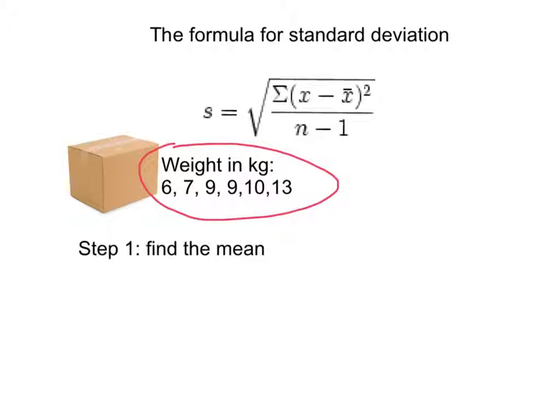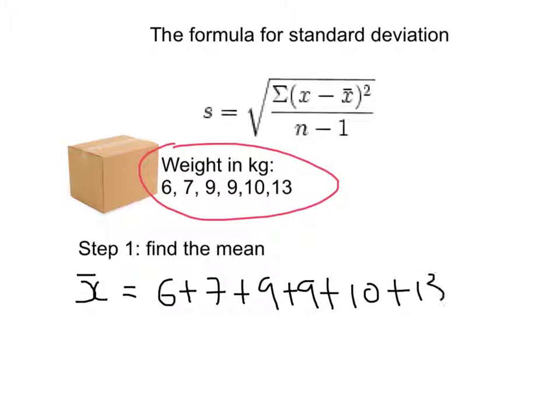Because standard deviation is all about finding the spread from the mean, the deviation from the mean, the first thing we do is find the mean, and remember we're calling the mean here X bar, and you find it in the normal way. So X bar is 6 add 7 add 9 add 9 add 10 add 13, all divided by 6, which gives us 9 kilograms, and we can see that 9 is roughly in the middle of this, so we know we're on the right track.